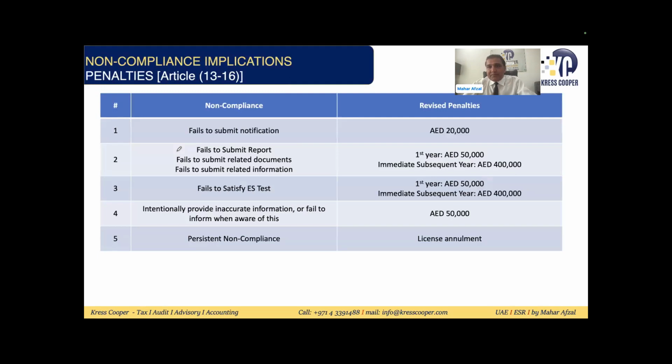Implications of non-compliance. Fails to submit notification: the penalty is only 20,000 dirham. Fails to submit a report: first report, 50,000. Next, immediate subsequent year, 400,000 penalty. Fails to satisfy the ESR test: first, 50,000. Second, 400,000. Intentionally provides inaccurate information or fails to inform, it is 50,000. Persistent non-compliance, your license can be cancelled as well.